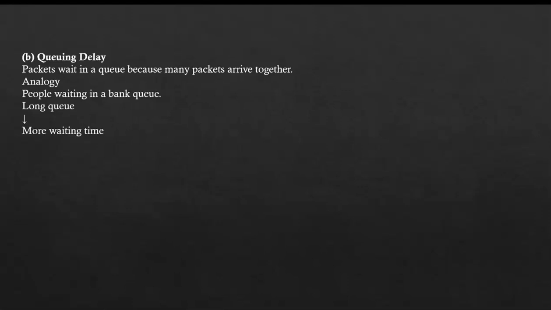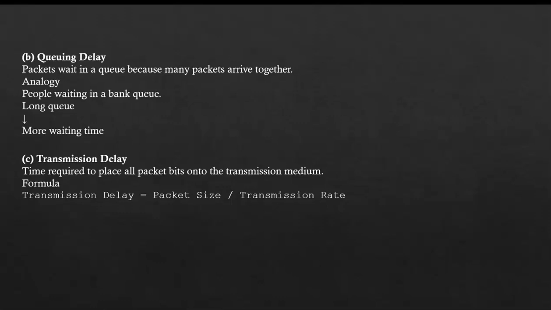Number 2 is queuing delay. Packets wait in a queue because many packets arrive together and the device needs some time for processing the packets. Imagine people waiting in a bank queue. If the queue is very long, the waiting time is going to be long. Number 3 is transmission delay. This is the time required to place all the packet bits onto the transmission medium.